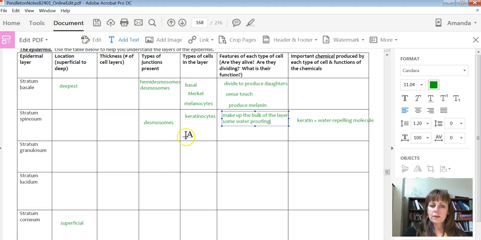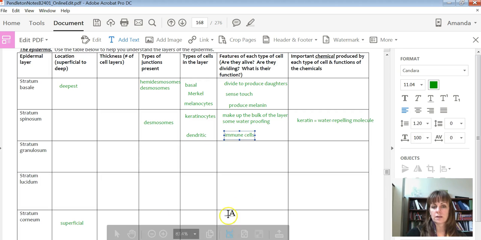Okay, one other sort of cell that we're going to start to see in the stratum spinosum is the dendritic cell. These cells are part of the immune system, and they are going to be roaming throughout the skin looking for anything foreign that doesn't belong there. So any sort of foreign bacteria, virus, parasite, or an abnormal cell, your cell, that may be starting to turn into a cancer cell. Okay, so these cells wander through these layers, the dendritic cells, looking for things that don't belong.